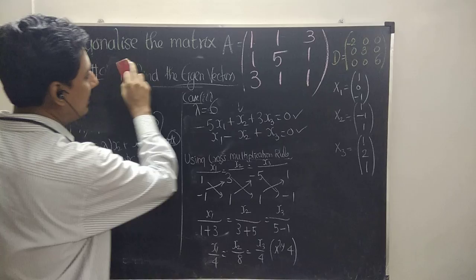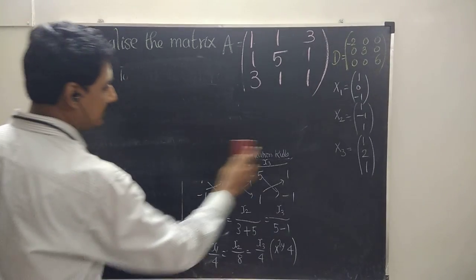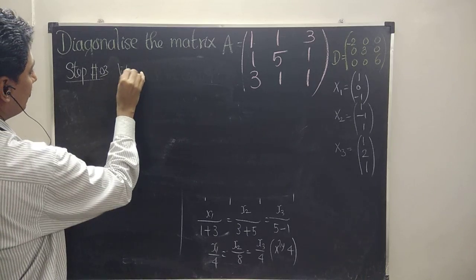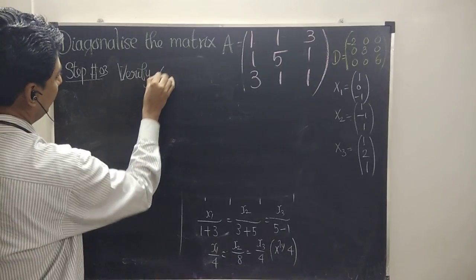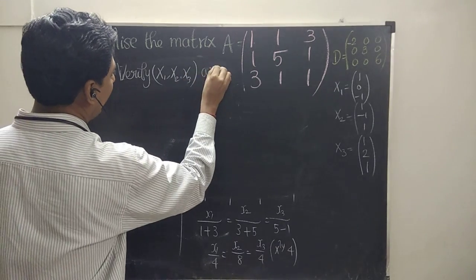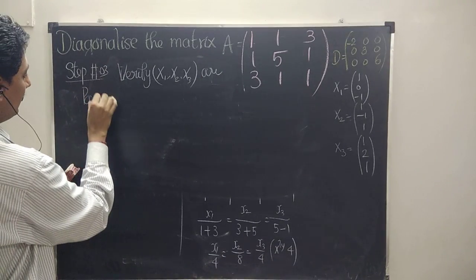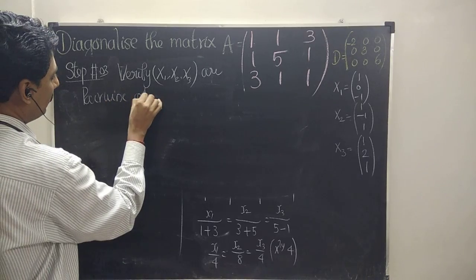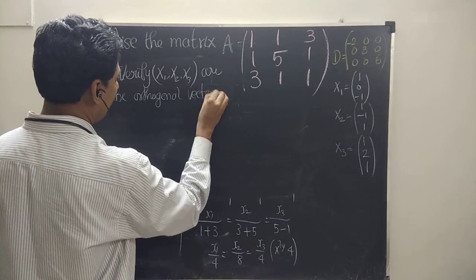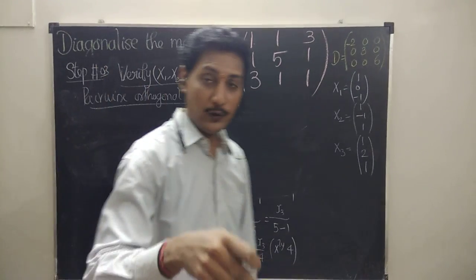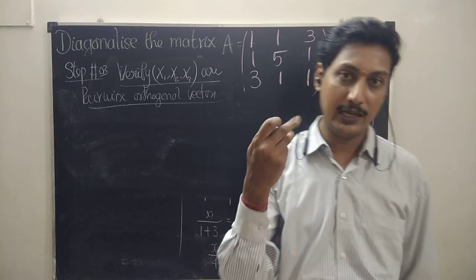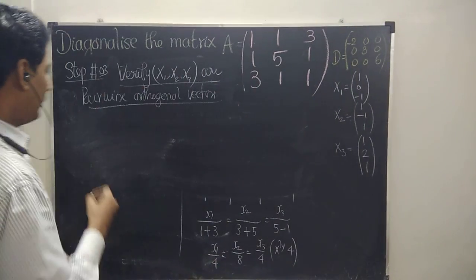And third step, let us verify that these eigenvectors are pairwise orthogonal. So step number 3: verify x1, x2, x3 are pairwise orthogonal vectors. So how to verify these are pairwise orthogonal vectors? I made a separate video for you on how to check pairwise orthogonal vectors. Please kindly go and watch. Right? Now see, how to check?